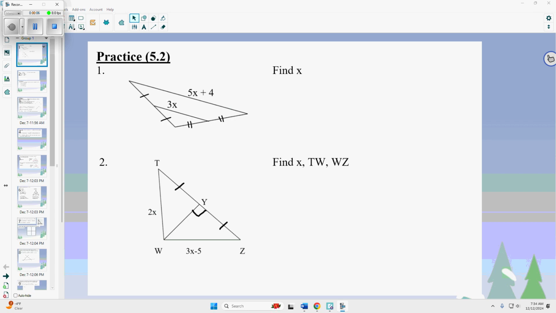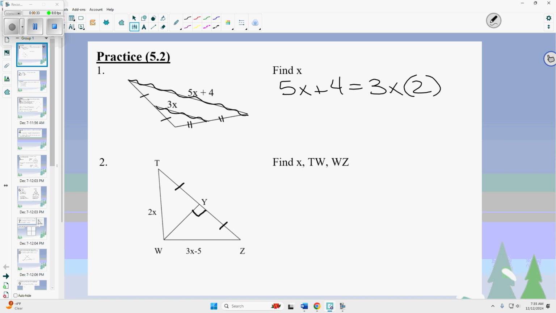So what do we have to do in number 1 to be able to find x? Okay. If I do that, you're telling me that this length is the same as that length. But what's the relationship between our mid-segment and our base? We got to double our mid-segment to get to our base. So we get 3x times 2.